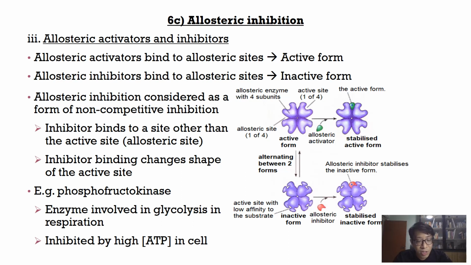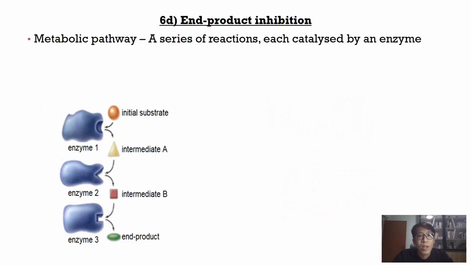So this is a very good example of the allosteric inhibition, and anyway, you will learn about this enzyme again next year, when you learn about respiration. Okay, so this is like a heads up for you. Okay, next we will move on to the end product inhibition.